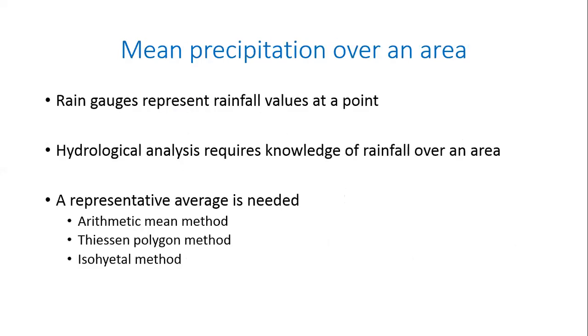Let's go. Okay. So now, typically, when we are collecting rainfall information, we are collecting it at a point, right? So these rain gauges represent the rainfall values at a given point. But whenever you're doing an analysis, you're not interested in one single point. When you do a hydrological analysis, you require some knowledge of rainfall over an area, right?